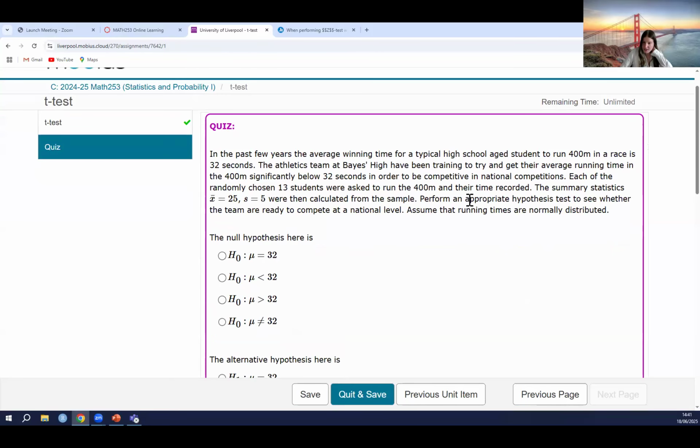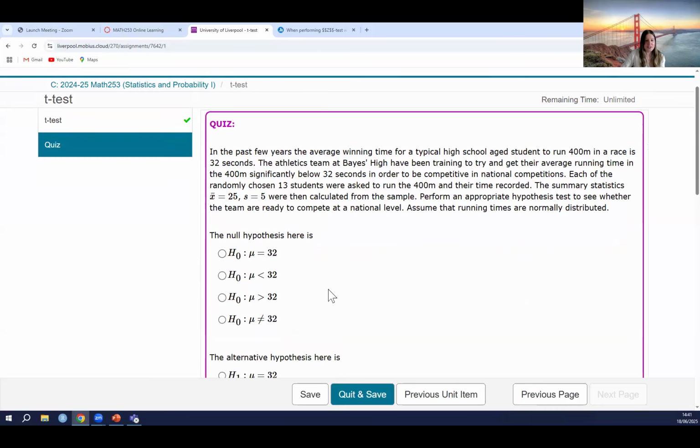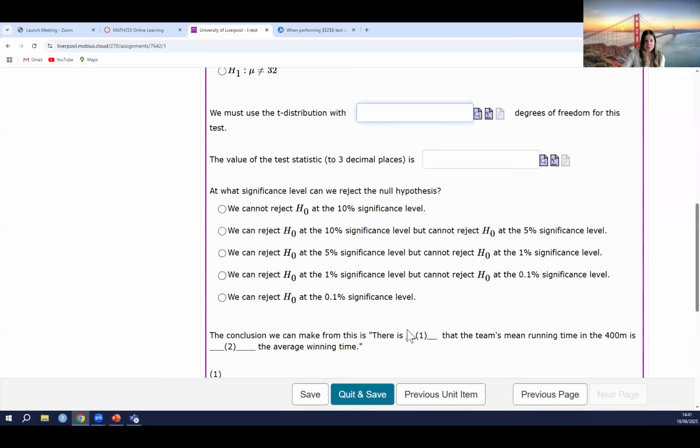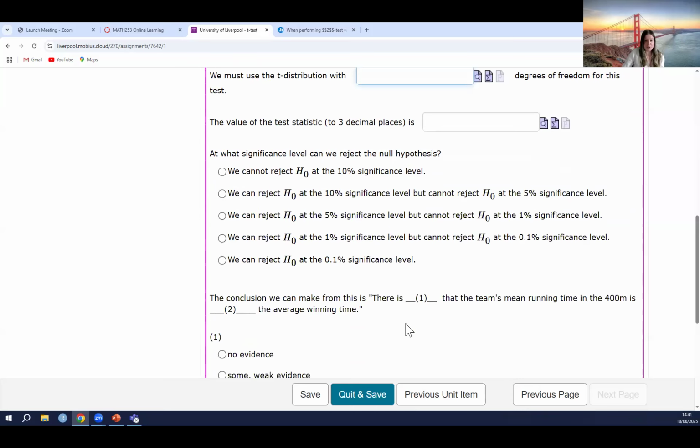So here's the question where students have to perform a t-test. First they are asked what's the null hypothesis, what's the alternative hypothesis, then what t-distribution we use in this case, what is the value of the test statistic. Then they have to decide at what significance level they can reject or cannot reject the null hypothesis. And then they make the final practical interpretation by filling in these choices.